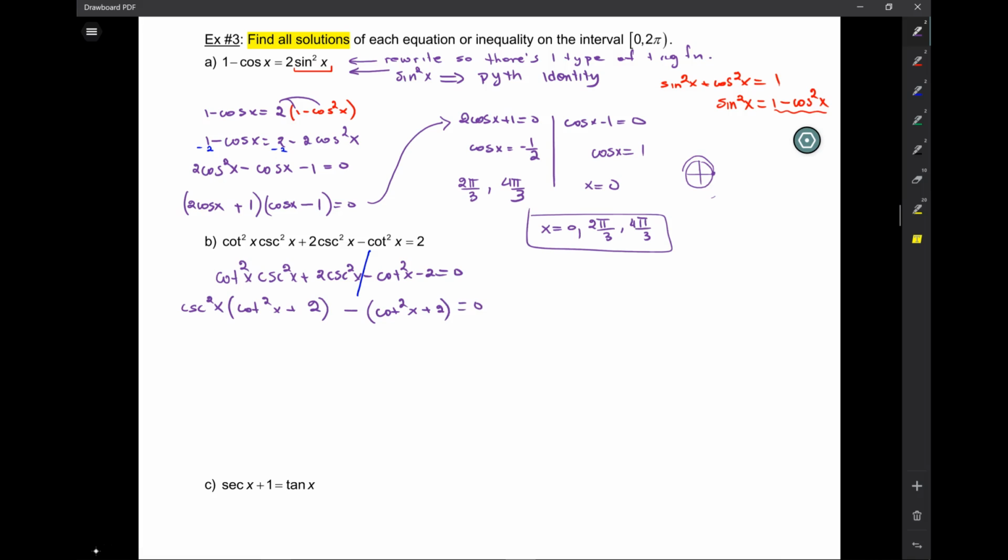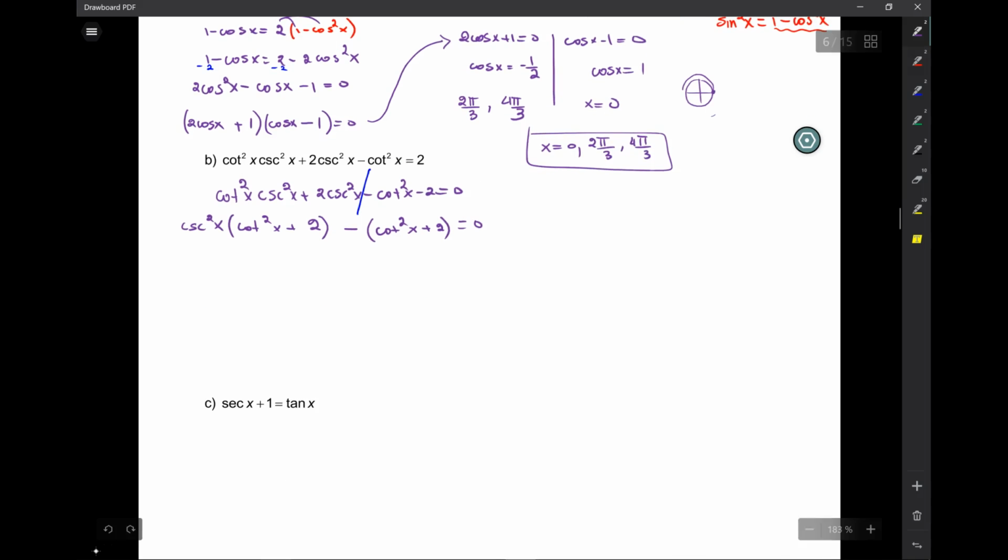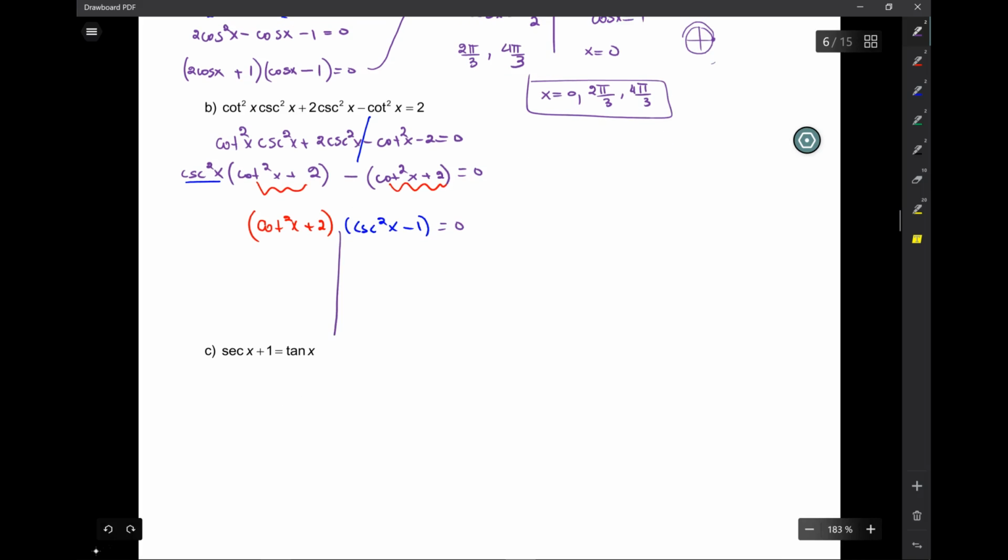Isn't that cool? So now, where is the common term? Here, write that off to the side. What's left over? Cosecant squared x minus 1. Thank you. And you have a difference of squares, but we don't need it because look, zero product property, right? Now I have one term times another term equals 0. I could just set it equal to 0. Don't overcomplicate things. So let's set it equal to 0, and meanwhile, I'll take this question.